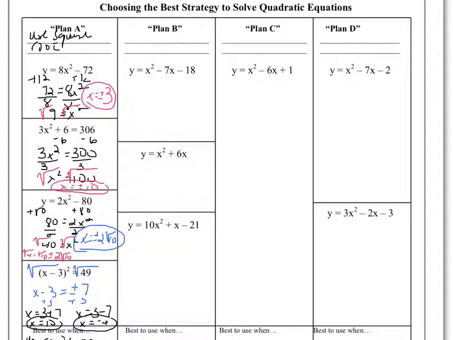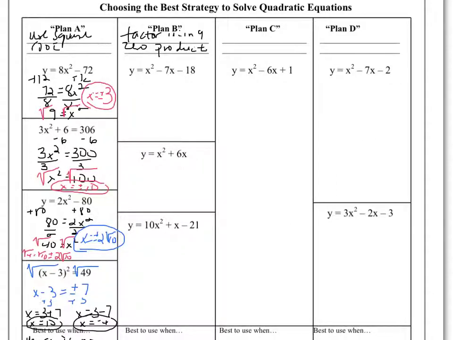All right, so plan B. So this looks like it's a trinomial in the first one. It looks like I can easily factor this. Okay, so in this case, for plan B, I'm going to factor and use the zero product property. Okay, so factor using zero product. Remember that, we did learn these before, so you can always look back in your notes and refer back to it, using zero product.